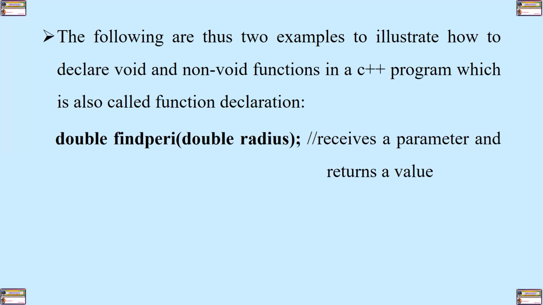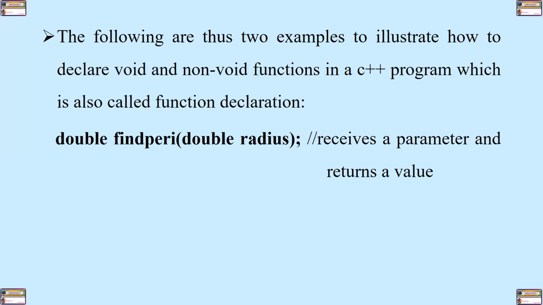So this is one statement. Double find peri, double radius. And we have said that this statement is for invoking a function called find peri. It is for finding perimeter. This function is receiving one value of type double. And then it is performing a computation and returning the results to the calling statement. That's why we have double for the return type. So return type is double.